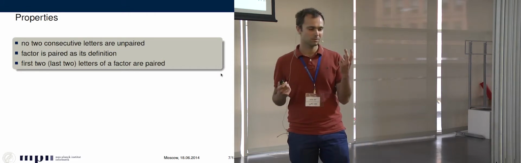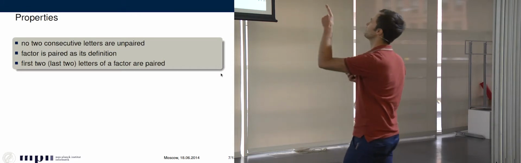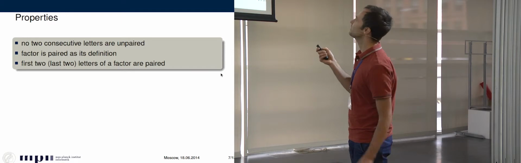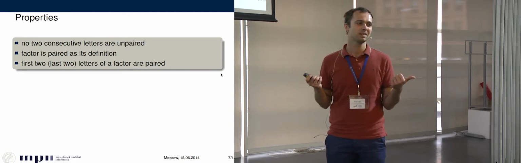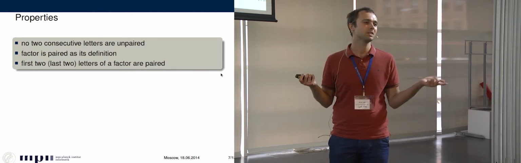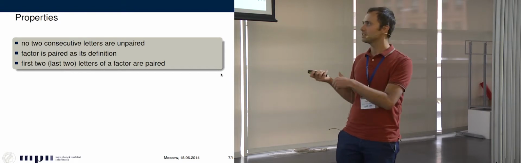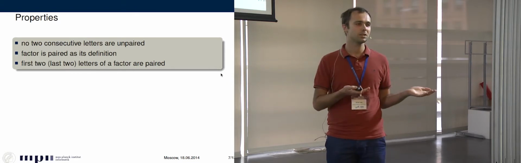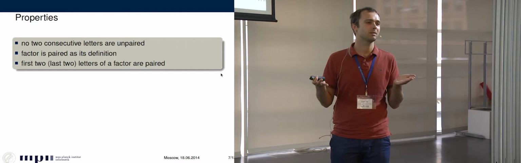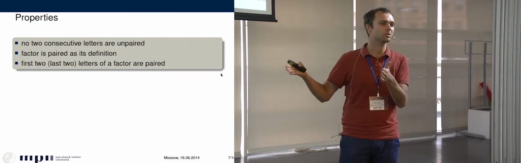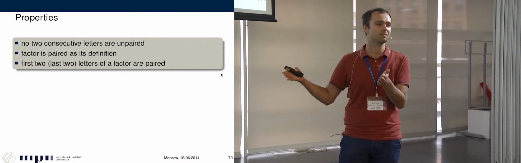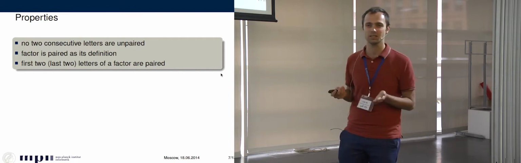There are 3 properties, and the order is important, so I'll read them. There are no consecutive unpaired letters, and that's quite clear: if they are unpaired, then we just pair them. The factor is paired exactly the same as its definition, and this should also be clear, because this is the reason why we are using the LZ77 factorization, to pair everything in the same way.